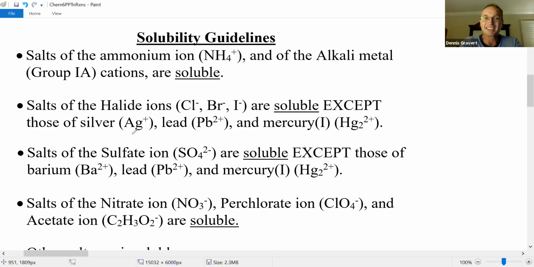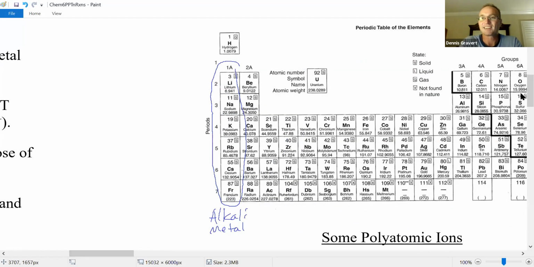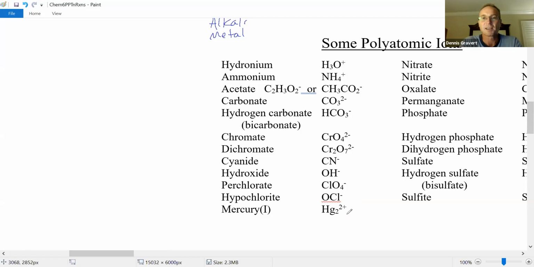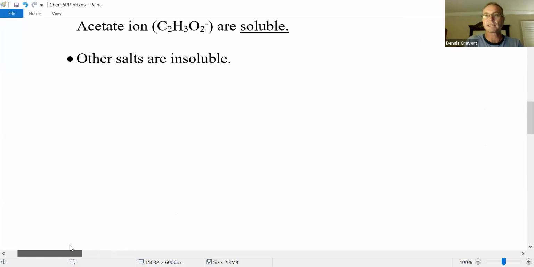Notable exceptions, in other words, the ones you need to know for my class, are if the cation is silver, lead, or mercury. And it's not any form of mercury, it's the mercury(I) form, one of the polyatomic ions. Down here, at the bottom of the first column, there it is, mercury is right down here. And it's a polyatomic ion because there are two mercury atoms covalently attached together, and together they have a net plus two charge. Okay, that's the second guideline.